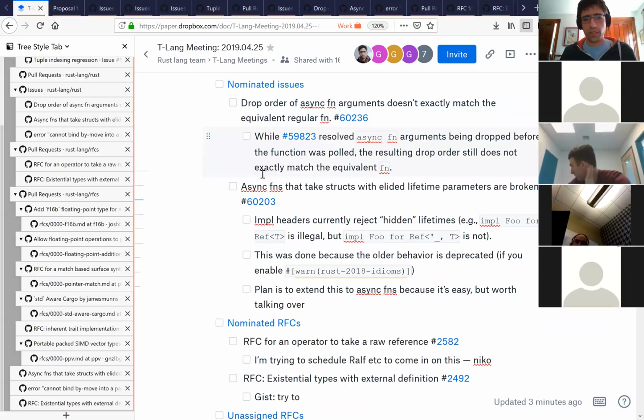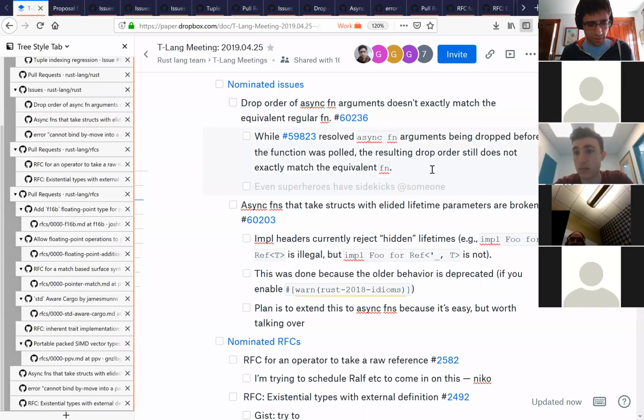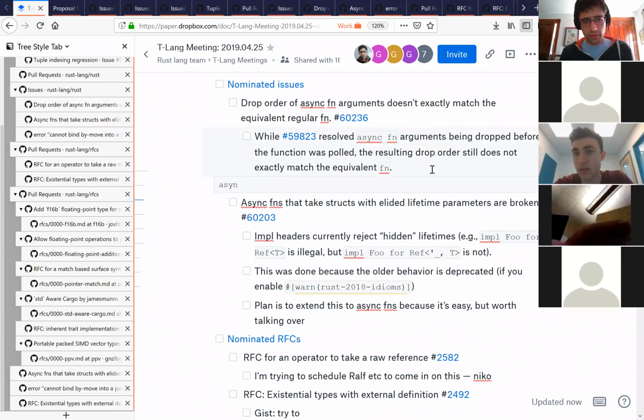Here's some interesting questions that have come up. We've discussed in prior meetings the question of when drop order should occur for async fns, and we basically fixed the main problem. So unused parameters are now being dropped at roughly the time that you expect them to be. However, in so doing, we encountered some discrepancies in the drop order with normal functions. Basically what we're doing now is something like this.